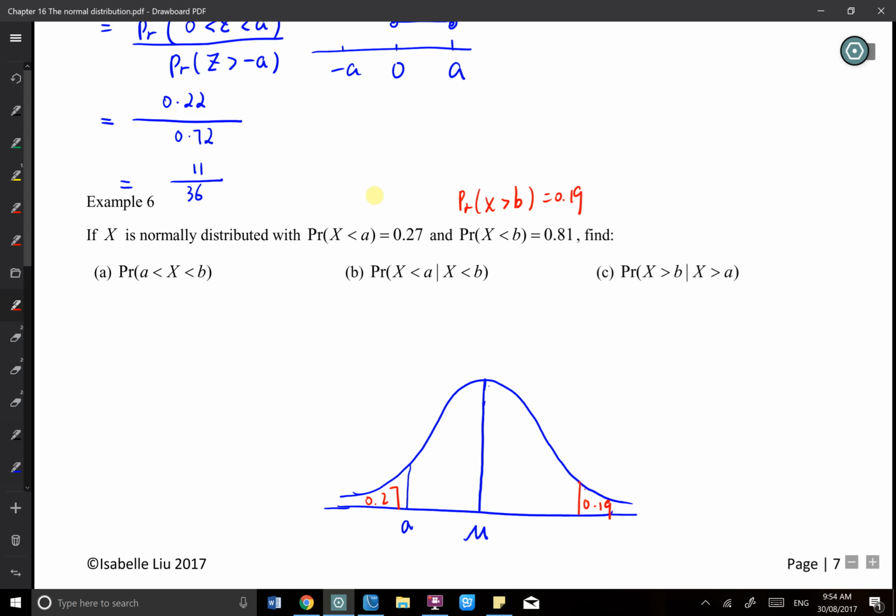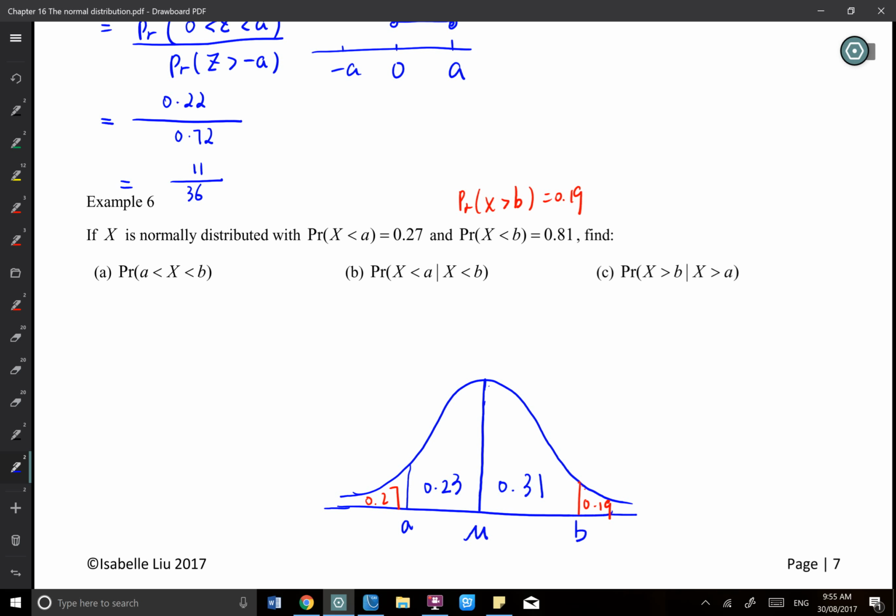So we have less than a is 0.27. Then this part is 0.23, because it makes 0.5 together, and on that side is 0.19. 0.31 will be this part, that's b. Let's just add it: 0.5481. So that gives you less than b. Less than a is 0.27 and greater than b is 0.19, which is a correct graph.